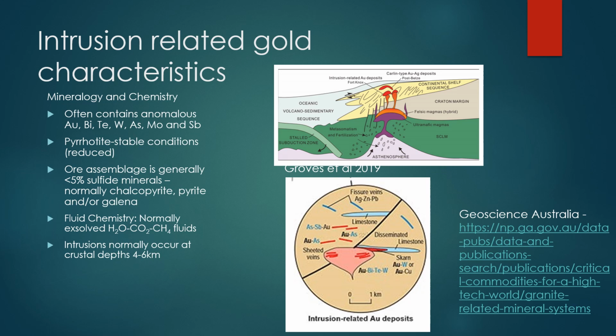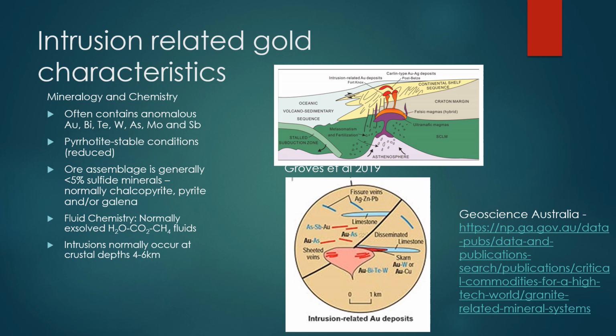The fluid chemistry is quite diagnostic. Normally we get what are called carbonic fluids, and that denotes the presence of CO2. These are quite CO2 rich fluids that come off of the intrusion related gold deposit pluton, which is a little bit different to what we get in the other ore deposit models. And normally these intrusions occur between crustal depths of 4 and 6 kilometers.